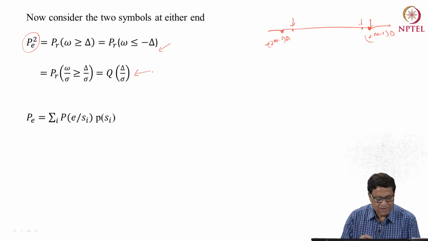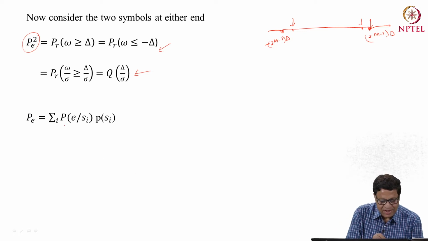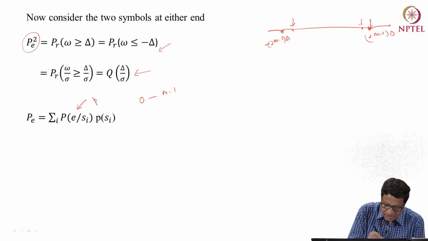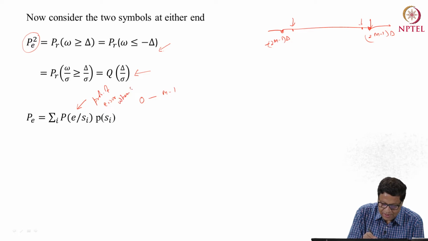And the total probability of error is defined as the summation over all points i, which is changing from 0 to M minus 1, of the probability of error when Si was transmitted.